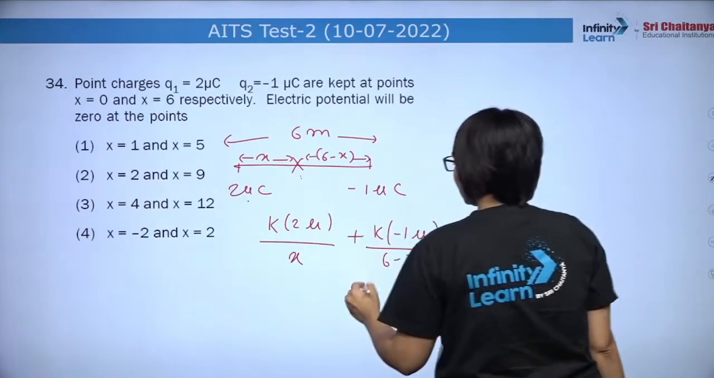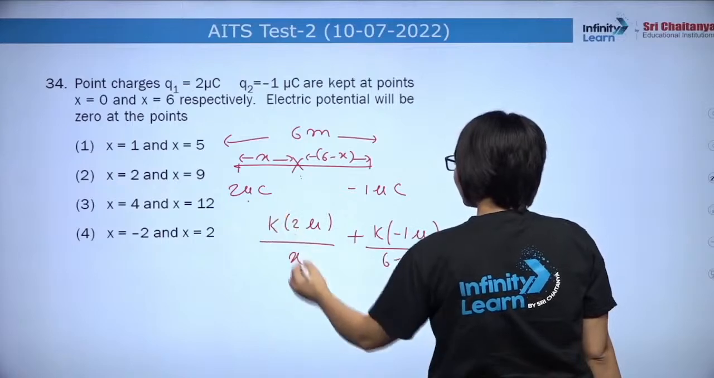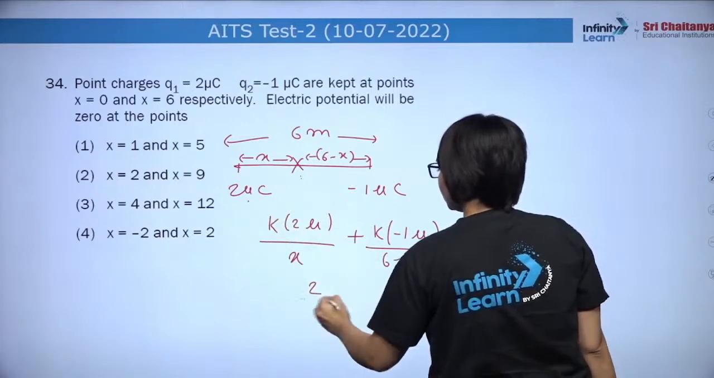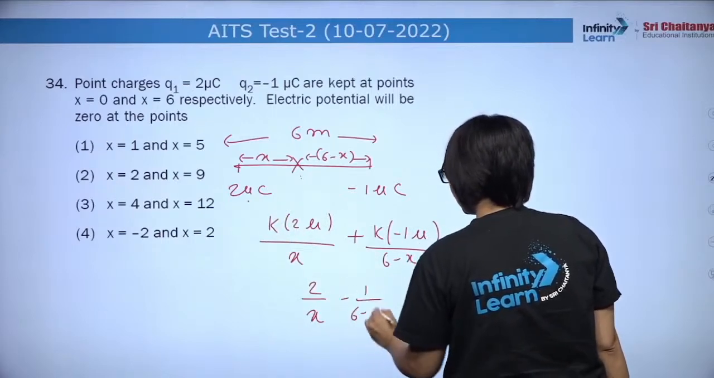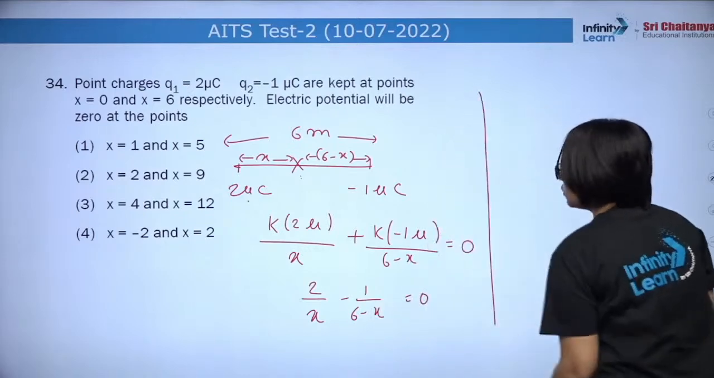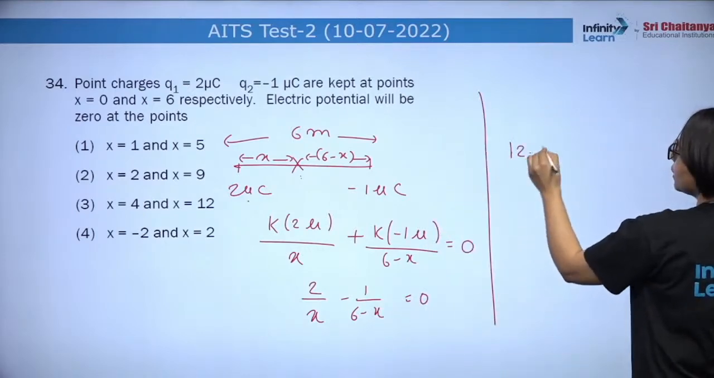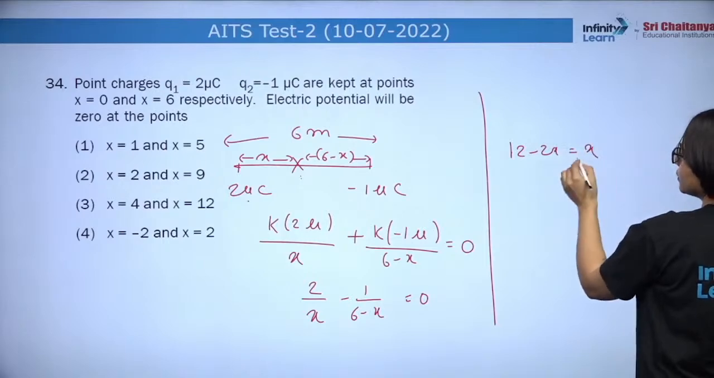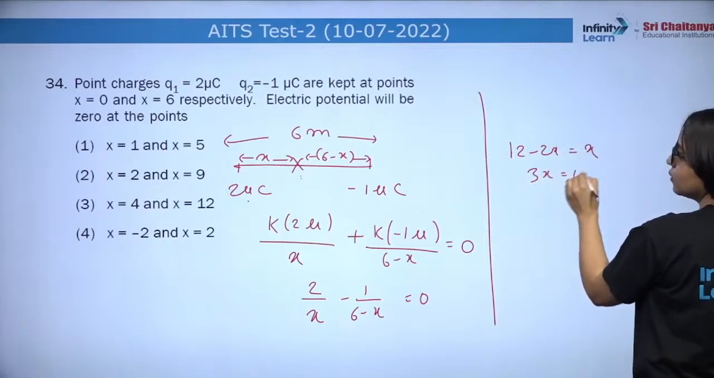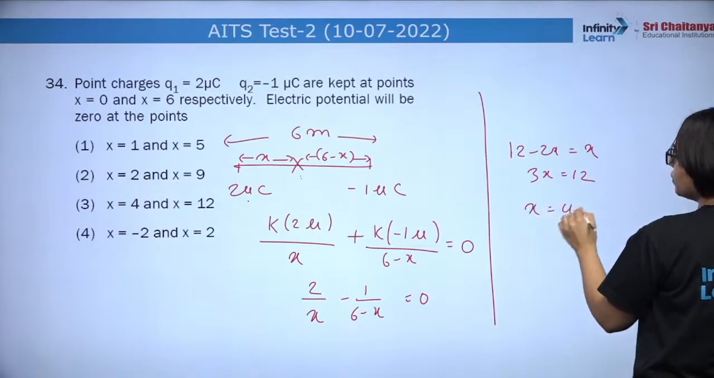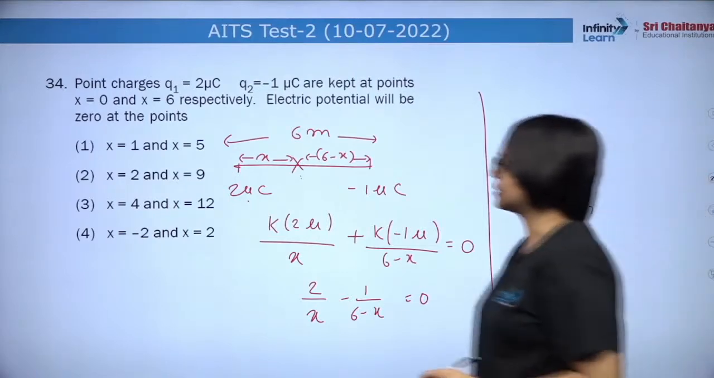So you can take K micro common and cancel it out. So we are left with 2 upon x minus 1 upon 6 minus x is equal to 0. So this will give you 12 minus 2x is equal to x, and 3x is equal to 12. So x will be 4 meter. So the first point is x is equal to 4 meter.